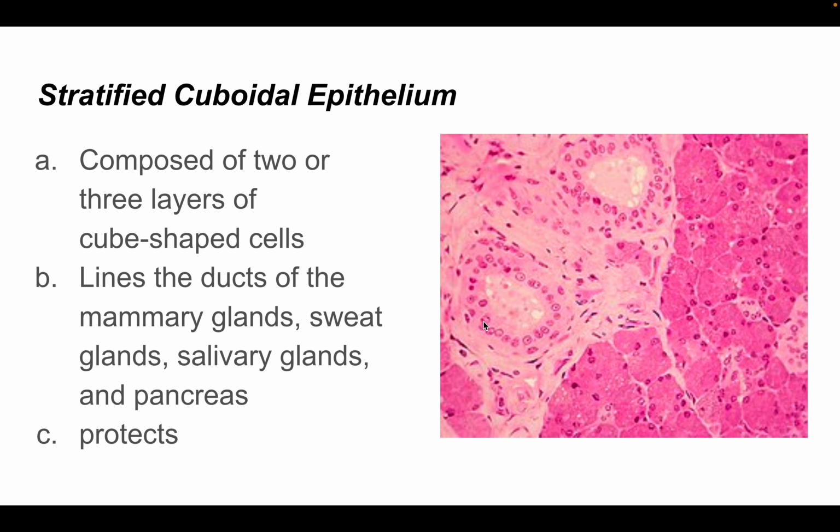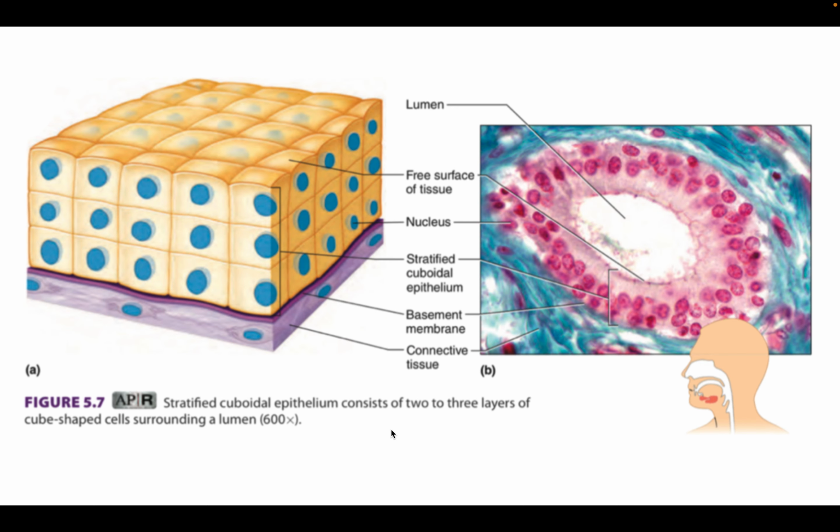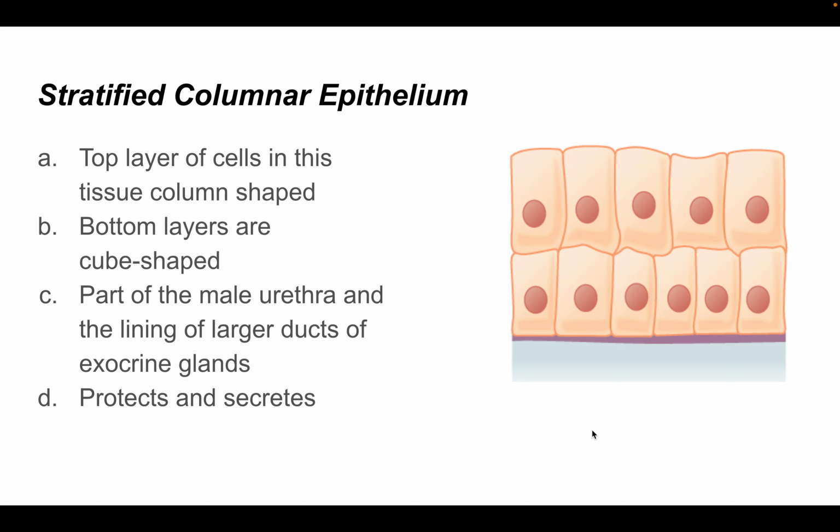Stratified cuboidal. Okay. Two or three layers of cube-shaped cells. Lines the ducts of mammary glands, sweat glands, salivary glands, pancreas, and also is used for protection. So here we see the cube shape, and then you can kind of see a second layer, not clearly defined, but multiple nuclei. Probably not the best picture. I could probably do better. But here, multiple cuboidal cells. Oh, this is a very good one right here. So this is the lumen, the opening, and that basement layer would be the boundary between the light pink and the blue. But yeah, cube-shaped, many layers, so stratified.